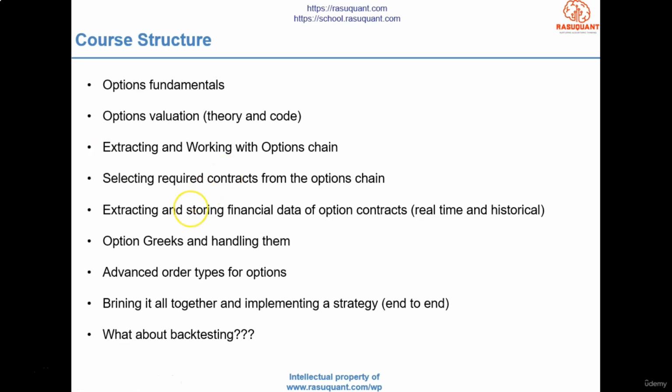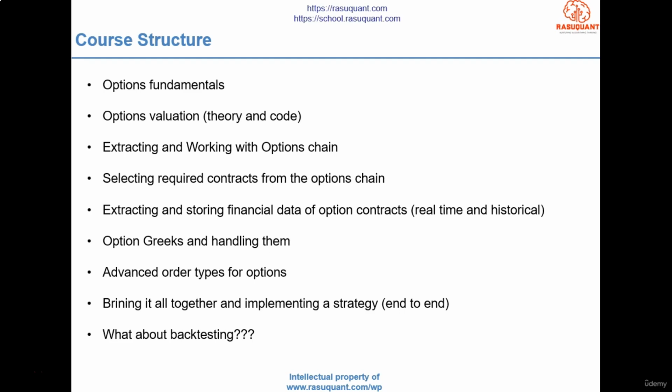And then we'll learn how we can stream and store market data for the option contracts that we have selected for our strategy. By financial data, I mean the current price of the option, the volume being traded, the open interest, and we'll discuss what these financial data actually mean when we get to those topics. And we will see how we can get this data both in real time and as historical data.